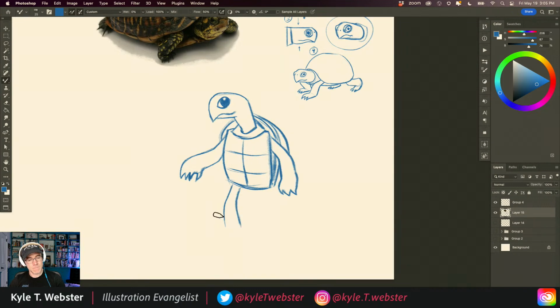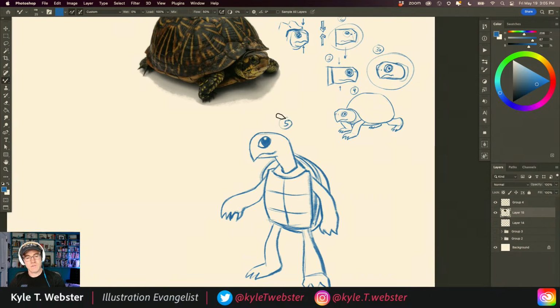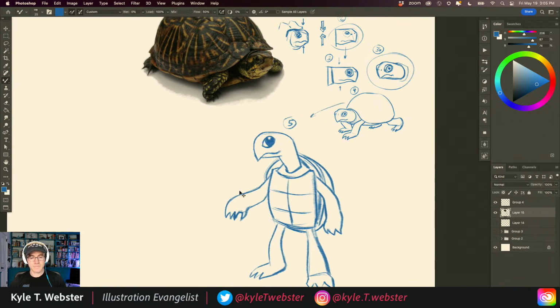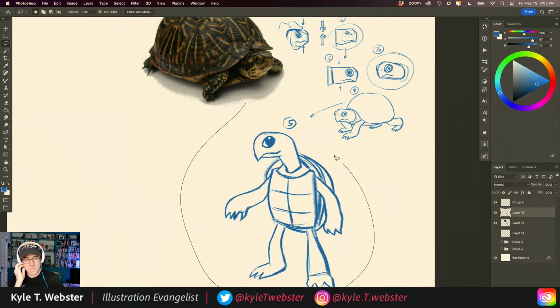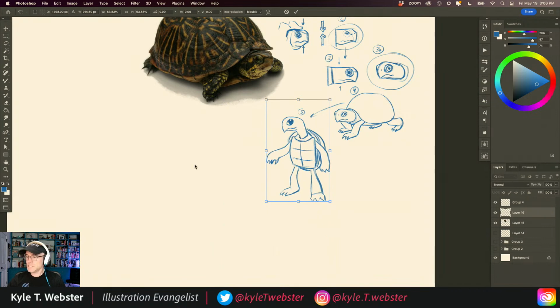One, two, three. 1 foot. And another foot right there. Okay, so we've gone from this to this. Okay. All right, now we'll shrink that down. You can see our little evolution here.